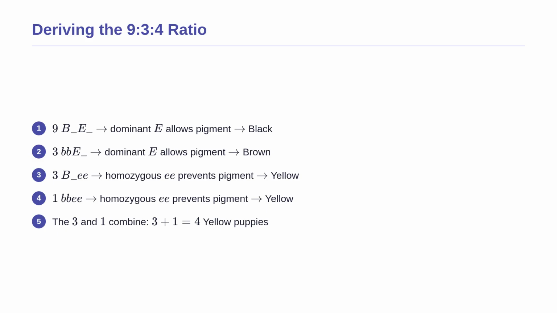However, look at the remaining 4 puppies. 3 have dominant B but recessive E, and 1 has recessive B and recessive E. Because they all share the homozygous recessive E genotype, no pigment enters the hair. They all become yellow.